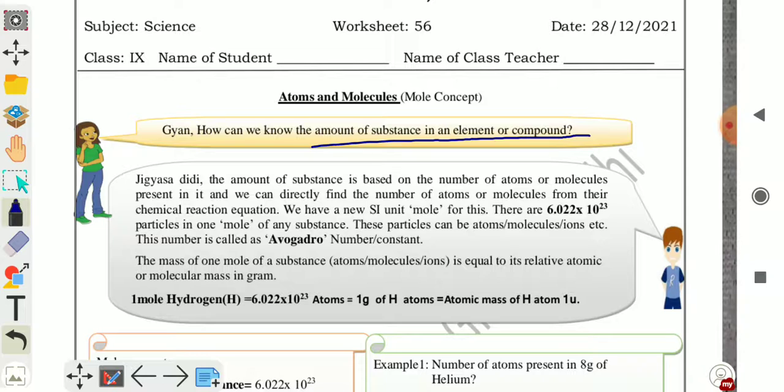The amount of substance is based on the number of atoms or molecules present in it, or we can directly find the number of atoms or molecules from the chemical reaction equation.